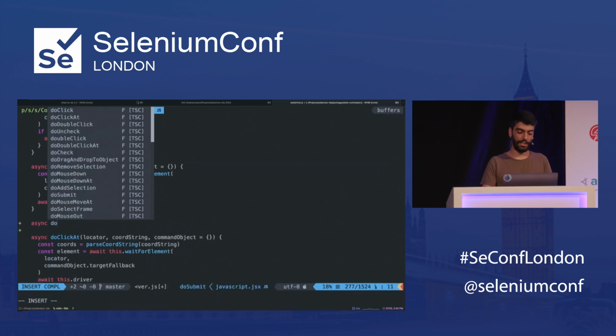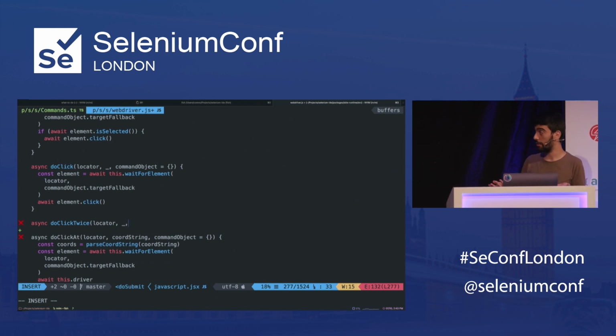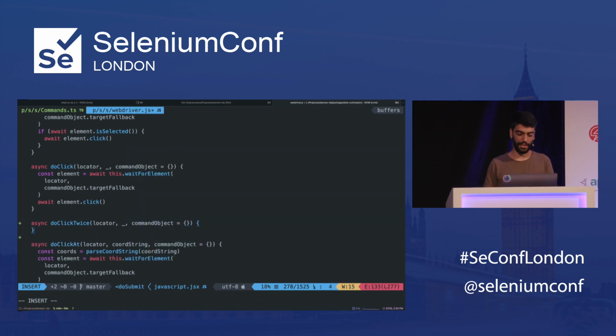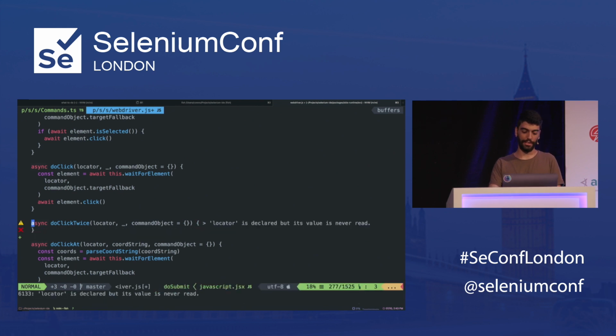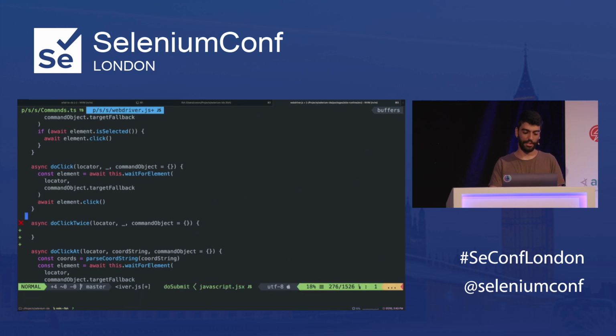OK. So let's say we do click twice. We need the locator. We don't care about the value. Basically, the first argument is always the target that the user gives you. The second one is the value that the user gives you. And the third one is extra system information that it passes you for specific commands. We don't need that. So if I want to do click twice, I'm just going to copy this.